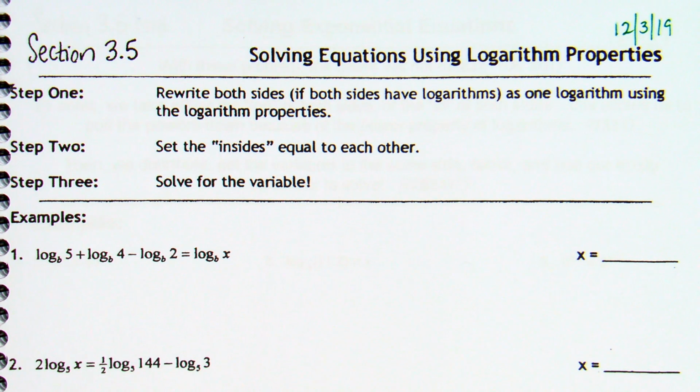But if there are logs on both sides, our first step job is going to be to write both sides as 1 log on each side. If you can get it to the point where you have 1 log on each side, then we can set the insides equal to each other, and then we'll be able to solve. That part's, generally speaking, going to be the easier part. The key is how we get it to have 1 log on each side. And that's where our properties from yesterday are going to come into play.